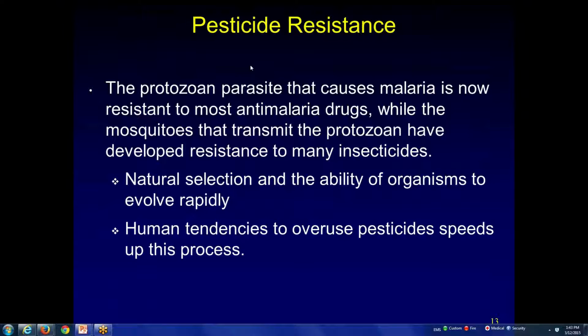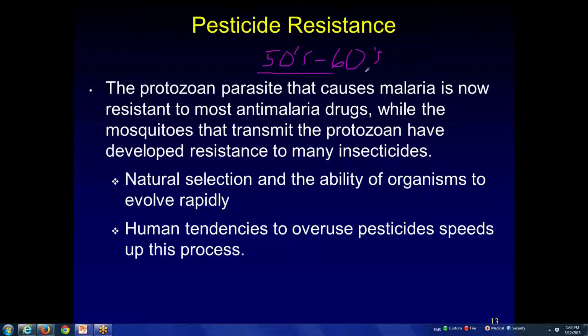Pesticide resistance. Well, we've been using so many pesticides for so long. We used pesticides heavily in the 1950s and 1960s, and that was kind of the heyday of pesticide resistance. We killed so many insects, invading insects.